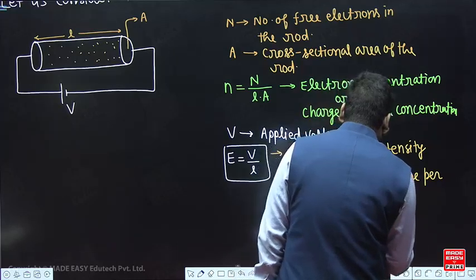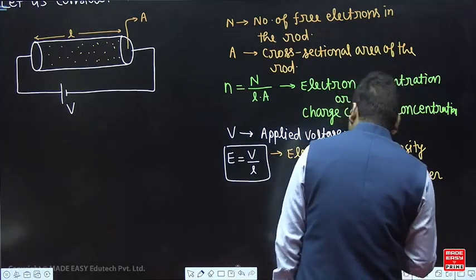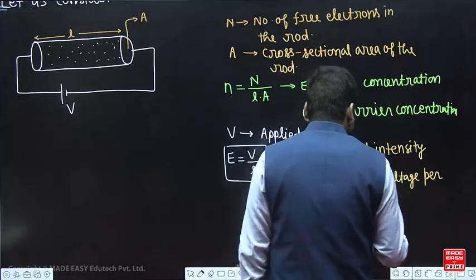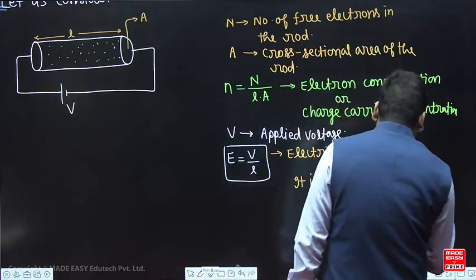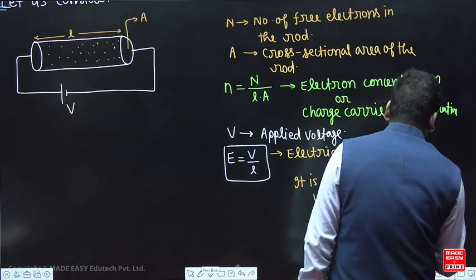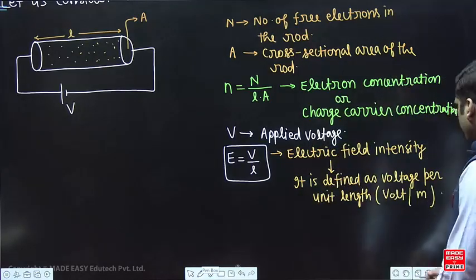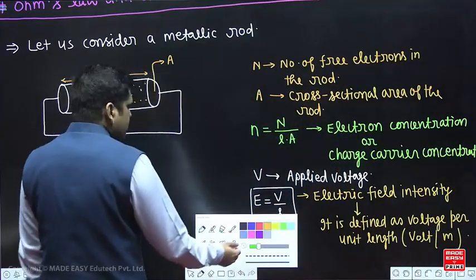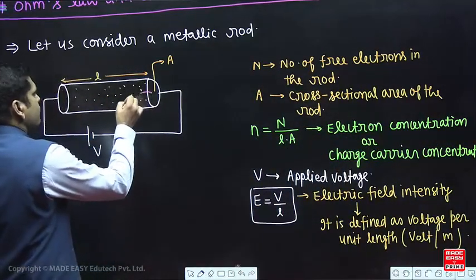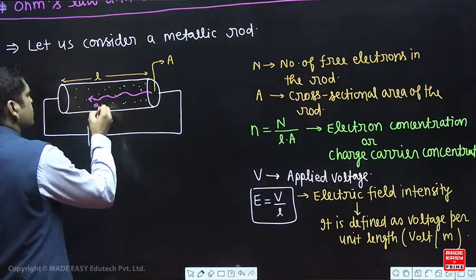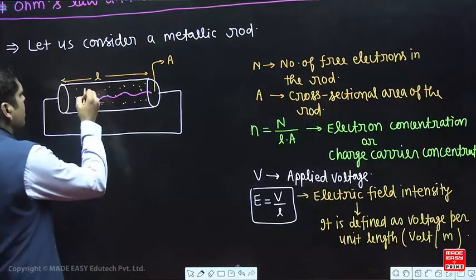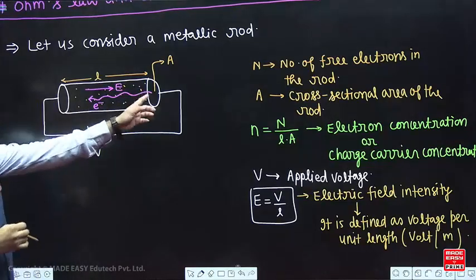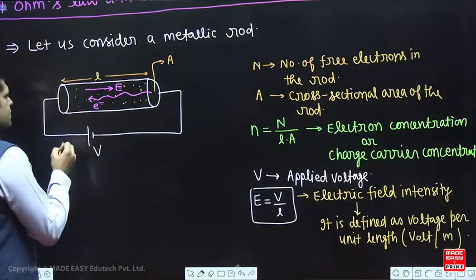Voltage per unit length means volt per centimeter. The unit is volt per meter or volt per centimeter, both are same. So the unit for this is volt per meter. Now, because of this electric field, electrons will start experiencing a force from low potential to high potential. The direction of electric field is always from high potential to low potential. So, high is this point and low is this. So, electrons will be moving like this.